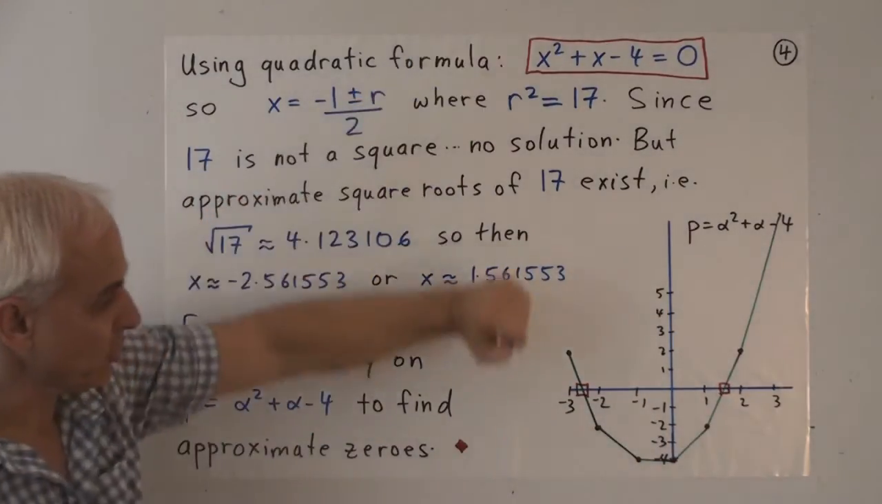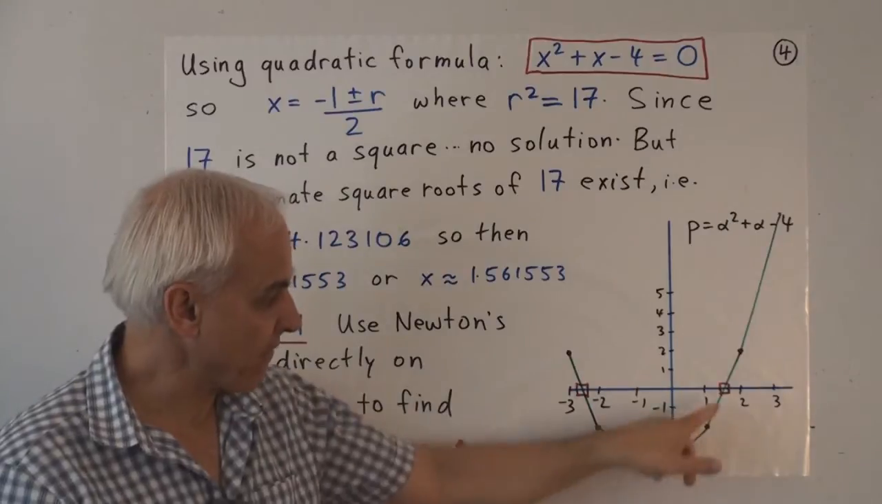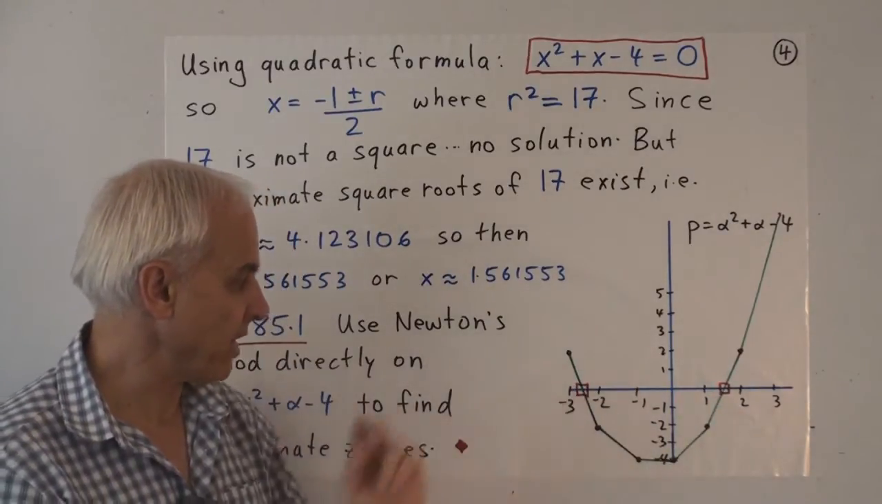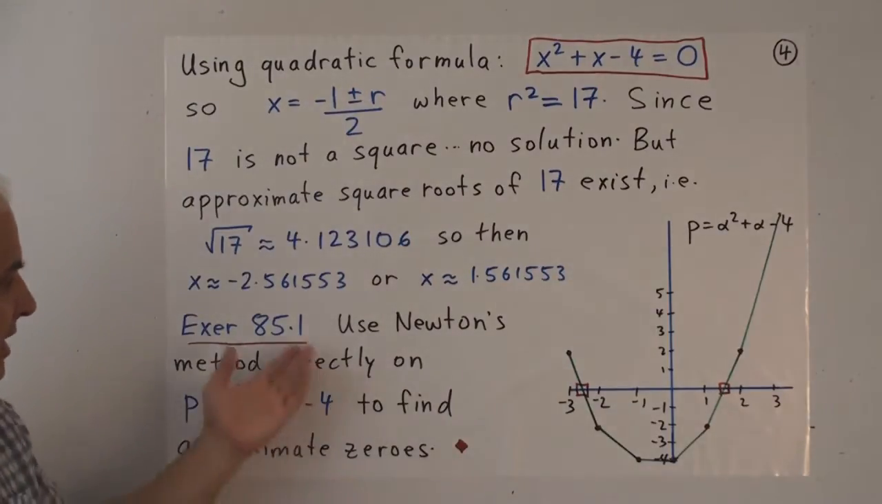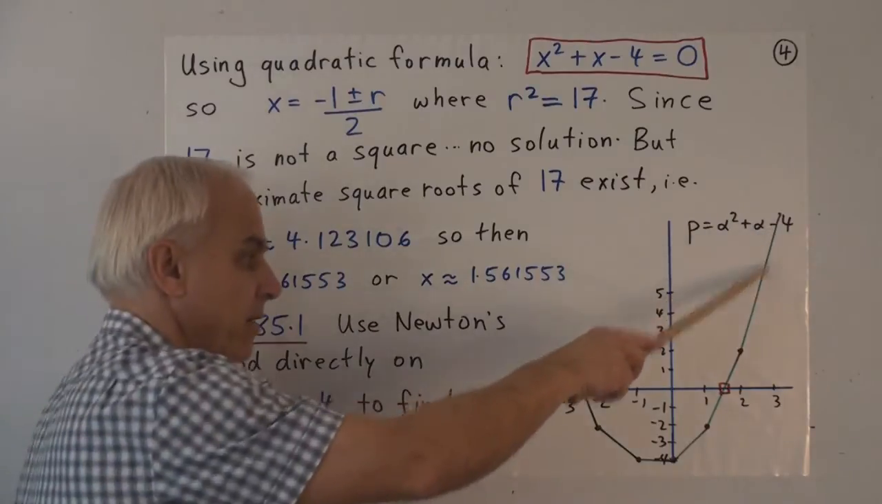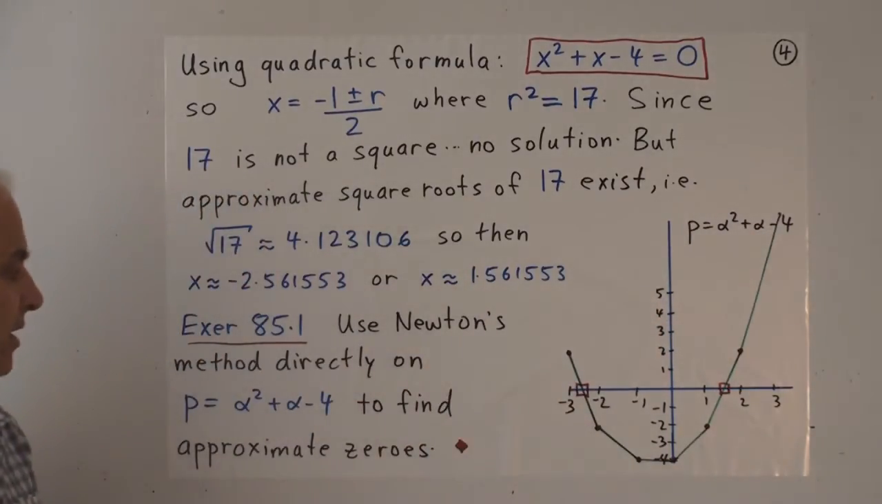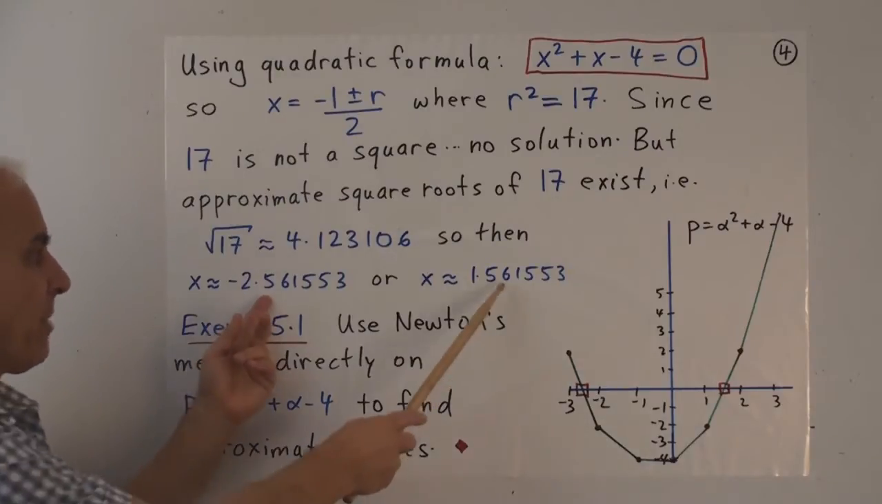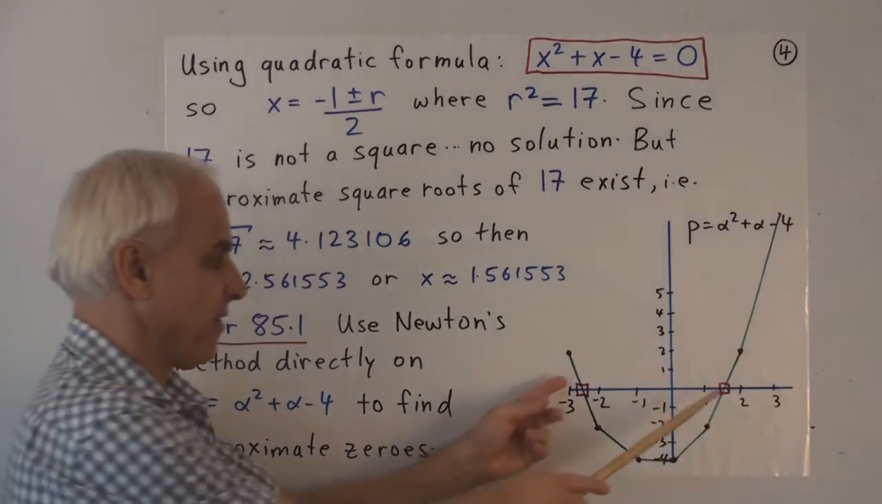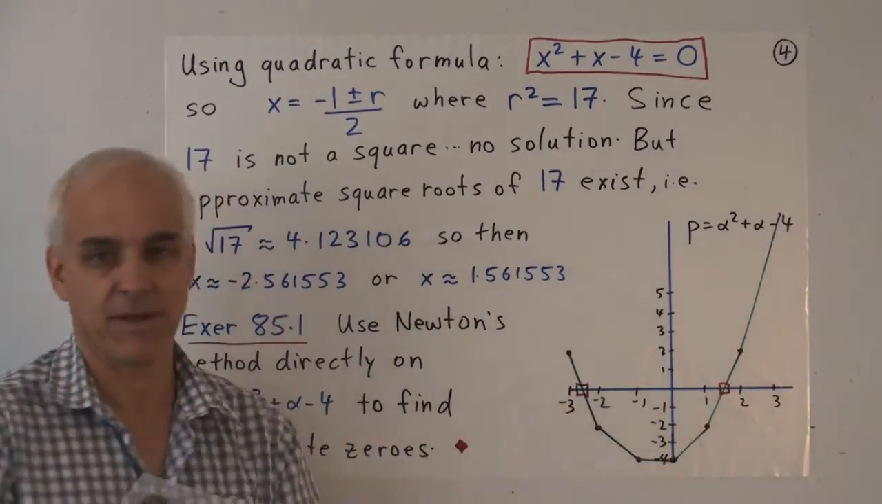And now what we're doing is we're trying to find where this graph meets the x-axis. A value there, or perhaps a value there. So as an exercise, you can try to use Newton's method directly on this quadratic to find the approximate zeros. And of course, you should end up with something that's pretty close to those values there. These are the values that we're finding, approximately.